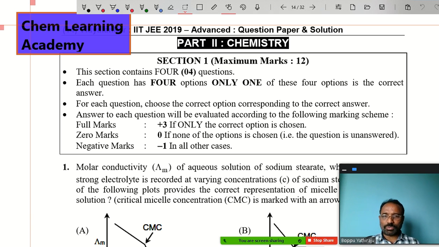And in case of section 2, 8 questions are there. That section is multiple answer questions. And section 3, 6 questions are there. In section 3, the questions are integer questions or numerical value questions. But in this session, I will explain section 1 and section 2 only. Just read the instructions, or take a screenshot of those instructions.